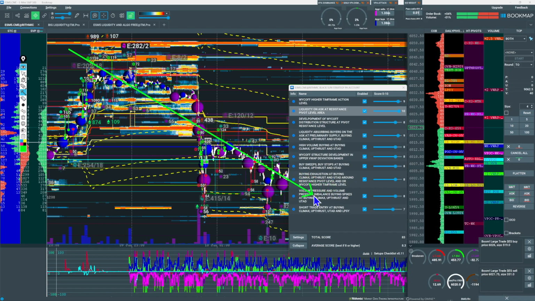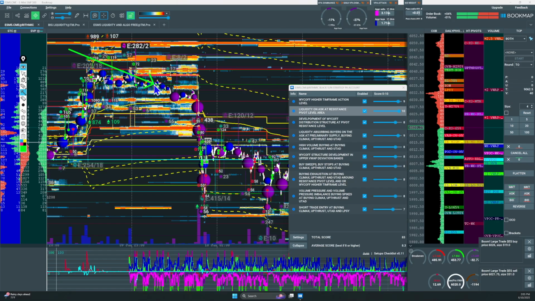Volume pressure and volume pressure imbalance buying spikes at buying climax, upthrust, and UTAD. So I actually didn't have my market pulse on at this time for the buying climax, and I turned it on somewhere around here. So you could see on the test we have the volume pressure imbalance spiking in red from green to red, and all through the distribution after that we have these volume pressure buying spikes that take us nowhere, right? So volume pressure is spiking and the buyers are not going anywhere. They're getting absorbed by the sellers, right?